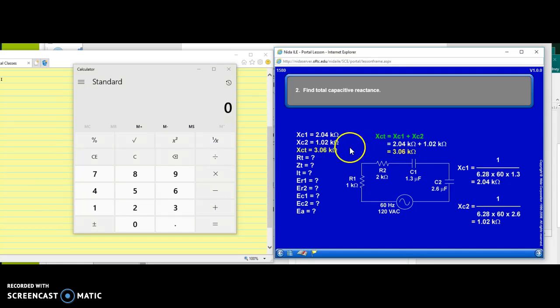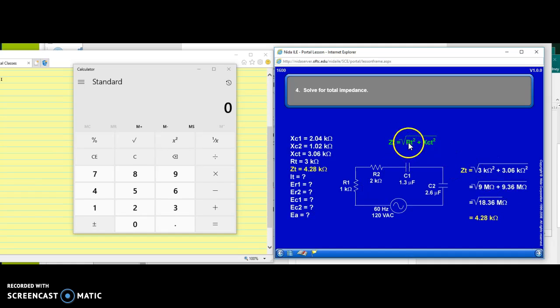Now we're going to get total. That's simple. Add them together. That works just like it does with resistance. So our total is going to be the same way. We're going to add 1K and 2K, and we're going to get, no surprise there, 3K. Now remember, the Z total is a different formula. It's fixing to show us that. We've got to square the 3K, and then we've got to square the X sub C total, and then we've got to get the square root of that. So let's do that.